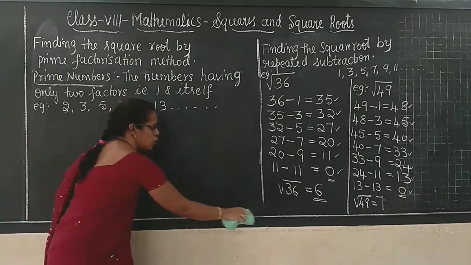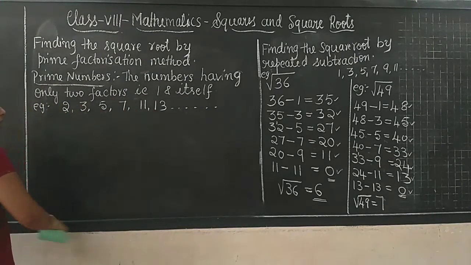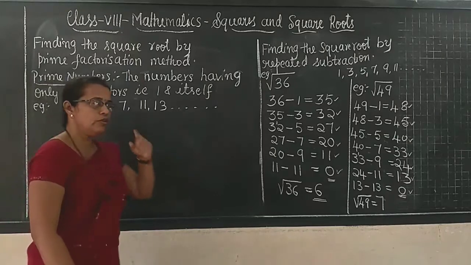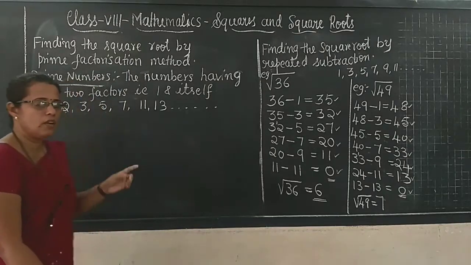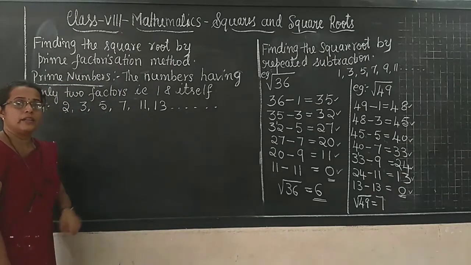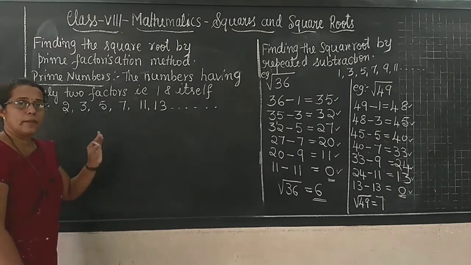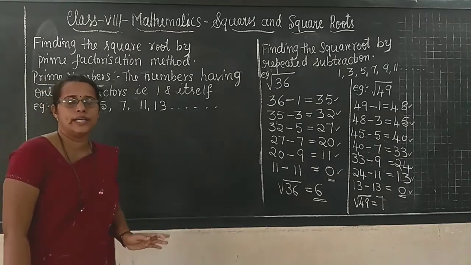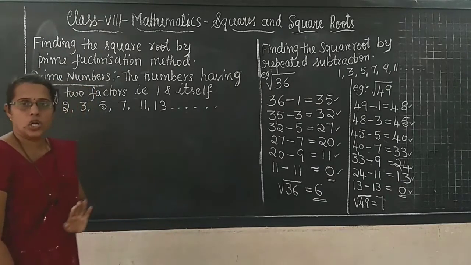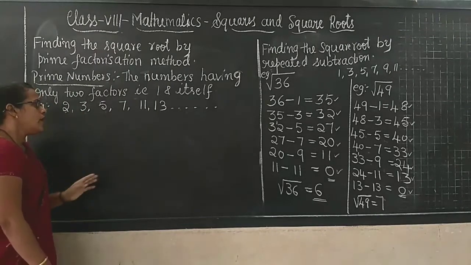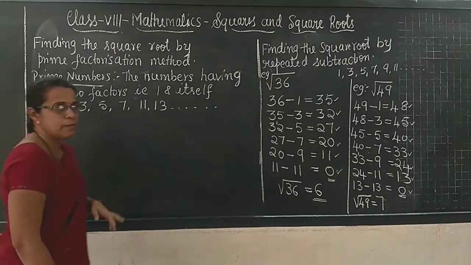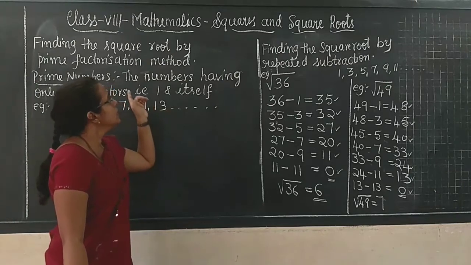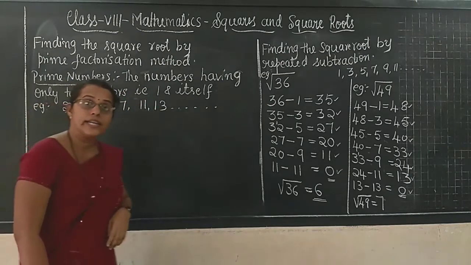You can make a list of prime numbers at home, children, from 2 to 50. How many prime numbers are there? You can prepare the whole list. What do prime numbers mean? A prime number comes only in its own table and the 1 table. Any other table, it does not come. Is it okay? So now, after knowing prime numbers, let us find the square root by prime factorization.